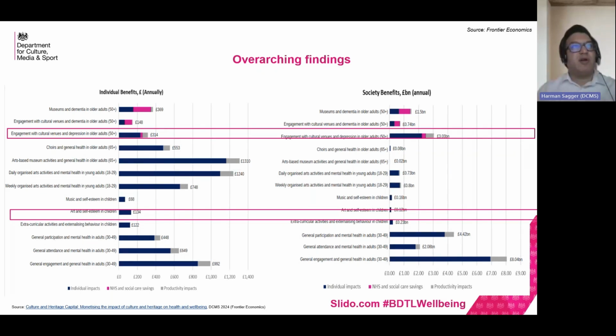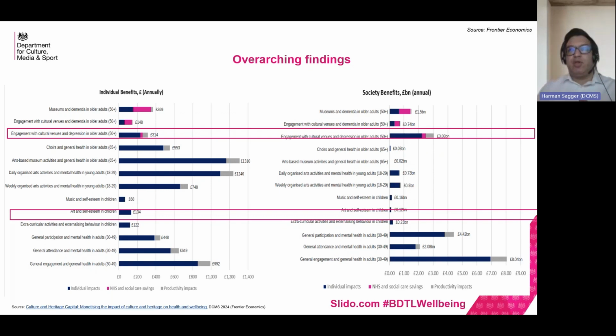The other line which I've highlighted there is the impact of cultural venues on depression in older adults, and this was valued at £314 per person and a society benefit of 3 billion. So this model valued both the health cost savings and productivity impact. Those ones I've highlighted are using the quality life adjusted year measure, and a lot of that was looking at mental health, which obviously, if you saw on the other side, links into the higher level of impact on well-being. And that was really encouraging.